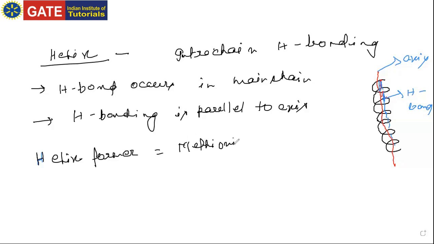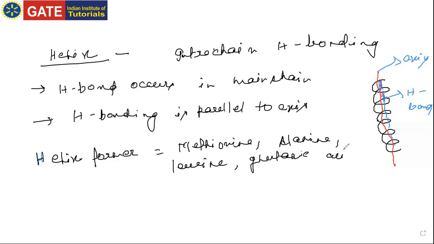Methionine, alanine, leucine, glutamic acid, and lysine. These are helix former amino acids. Means if these amino acids are present, helix will form.